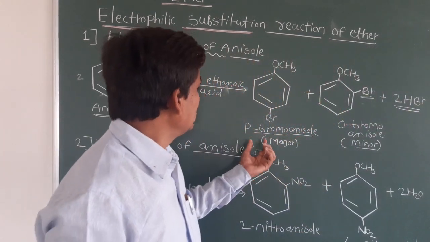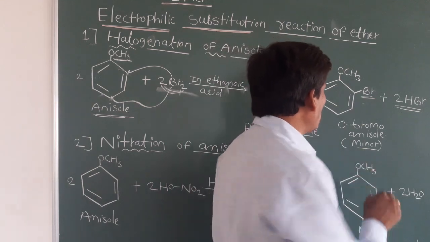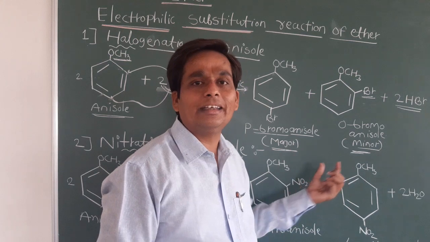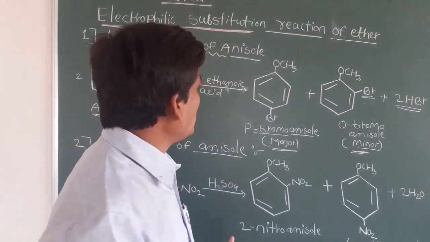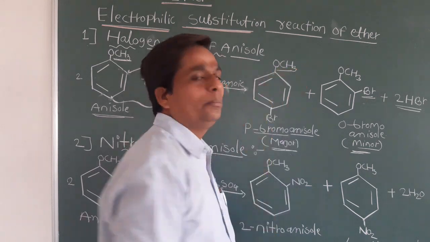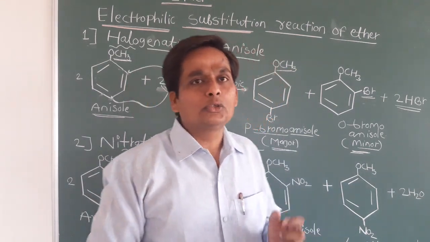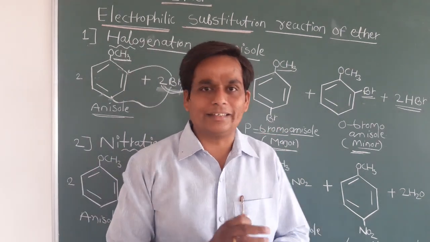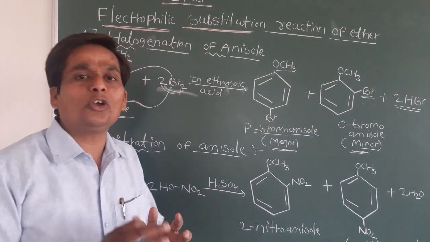In this reaction, para-bromoanisole is the major product and ortho-bromoanisole is the minor product. That means we get 90% of one product and only 10% of the other. The reason is that the OCH3 group, the methoxy group, is an activating group which can activate the benzene ring. So that's why we get the para product as the major. Now clear, students? Next reaction is the nitration of anisole.